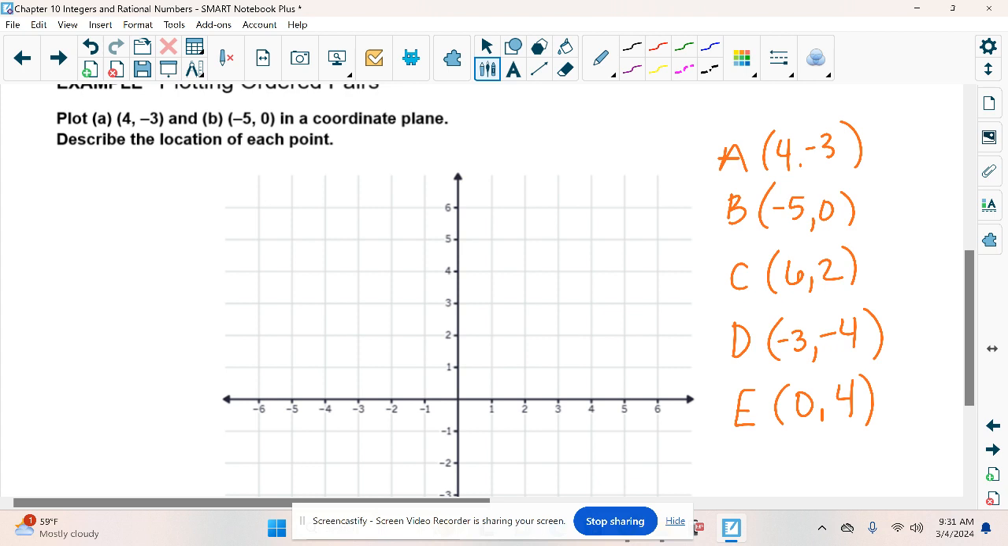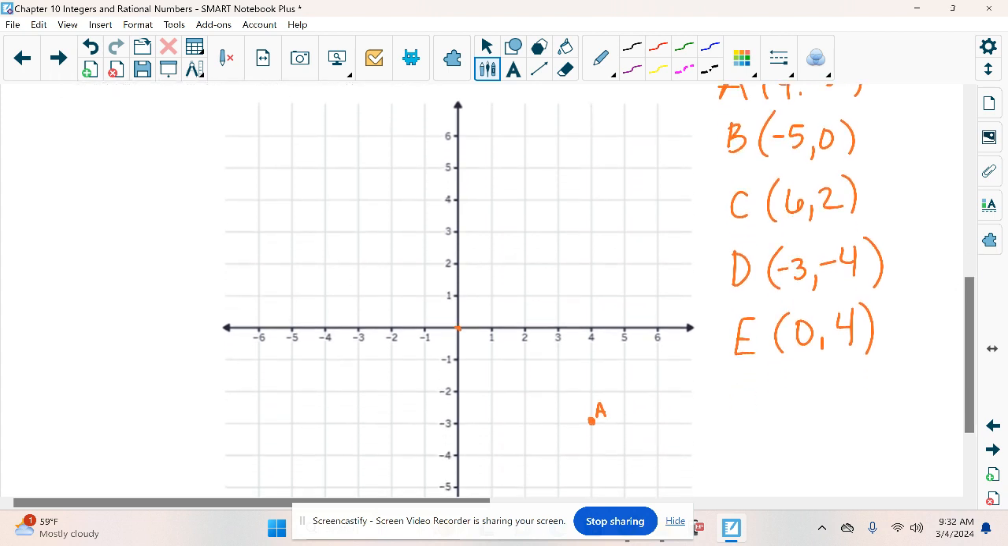All right. So if I wanted to get to A, 4, -3, if I listen to the song, start at 0. So I'm going to start here at the origin. Am I going to go left, negative, or right, positive? I'm going to go over to the right 4, and then I'm going to go what? We've got -3. Is -3 up or down? I'm going to go down to -3. So that's point A. Don't draw lines to it. You're just plotting the point.